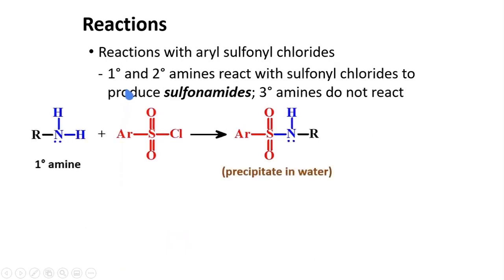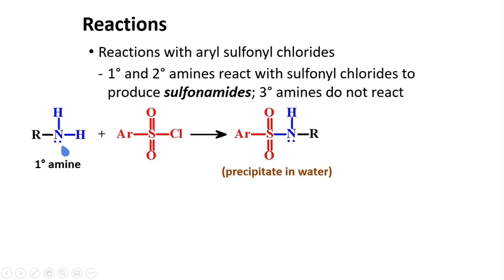In reactions with aryl sulfonyl chlorides, primary and secondary amines react to produce sulfonamides. Tertiary amines do not react. In my illustration here, I use a primary amine. A primary amine will react with aryl sulfonyl chlorides in a mechanism that is very similar to the nucleophilic acyl addition-elimination reaction I mentioned in the carboxylic acid and derivatives topic.